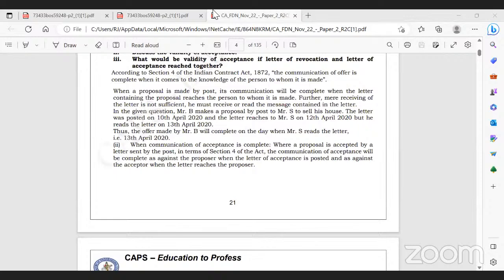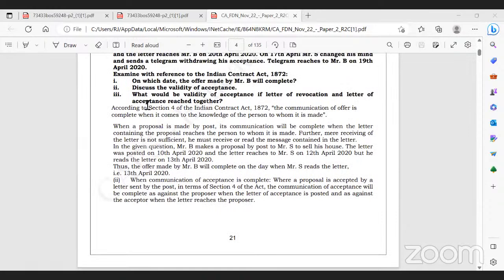Now suppose the third question is, suppose both of them reach on the same date. I explained it to you. Whichever he reads first. Okay. So I'm not going into detail. I hope you're understanding all this.